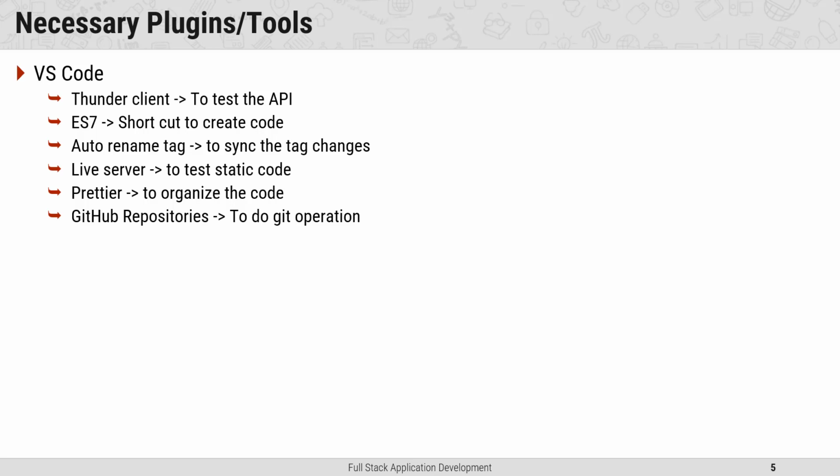GitHub repository extension that will be used to do the Git related operations. The plugin for the IntelliJ IDEA is Spring Boot Initializer and Assistance. This will help us to create the basic Spring Boot application.